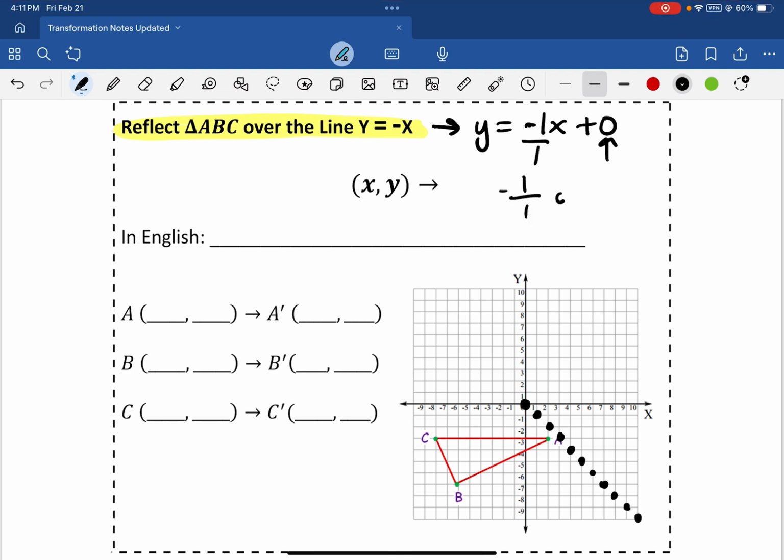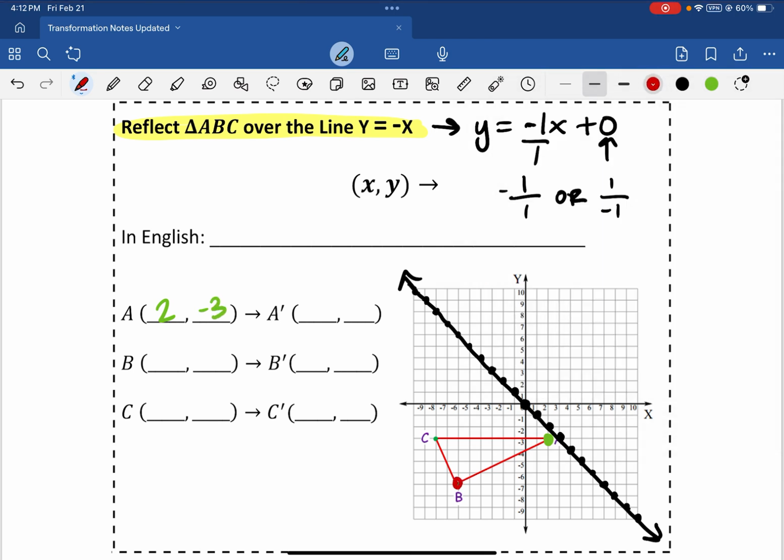So -1 over 1 is my slope, or I can switch my signs and do 1 over -1. So I go up 1 to the left 1, up 1 to the left 1, all the way to the edge. Now I'm going to draw my line of reflection, and I am reflecting my pre-image triangle ABC over that black line. Now, here we didn't write the coordinate points for A, B, or C. So let's go ahead and do that. I'm going to do A first, and I'm going to do that in green. A is (2, -3).